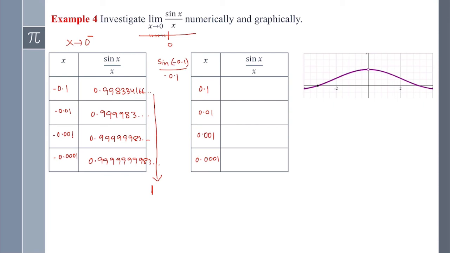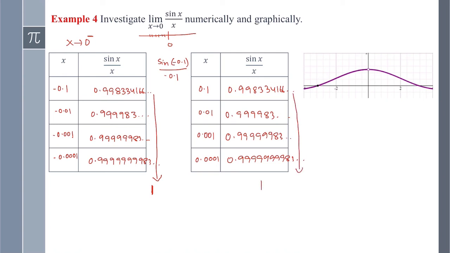So for 0.1, you are going to get 0.998334166, and more numbers after that. So when you plug in 0.01, you are going to get 0.9999, and then 8 3 and more numbers. When you plug in this one, you are going to get 0.99999983 and more numbers, and then same thing here, you're going to get 0.999999983 and more numbers. So clearly we see that this is also approaching 1.